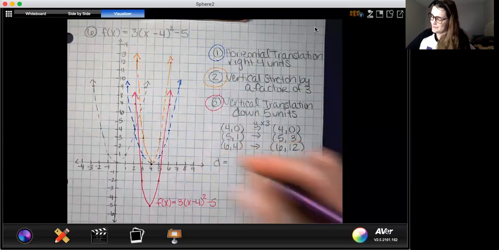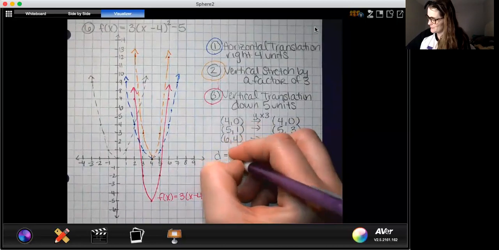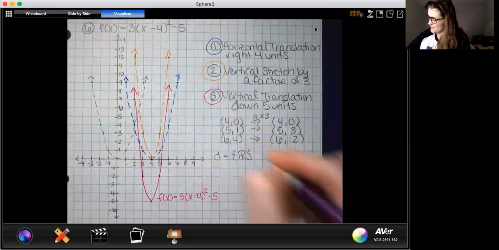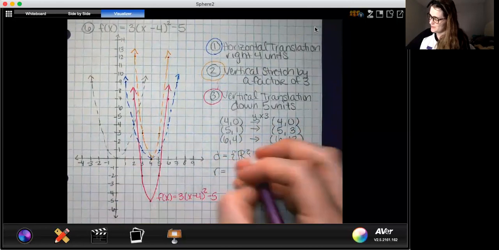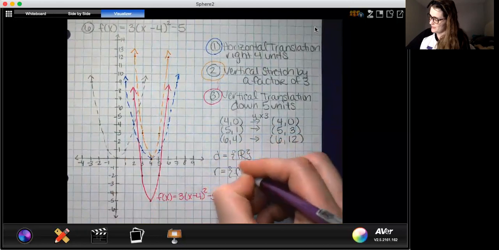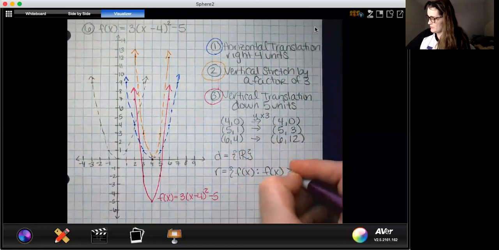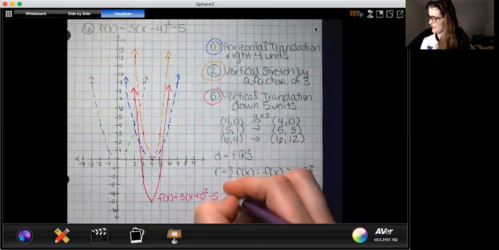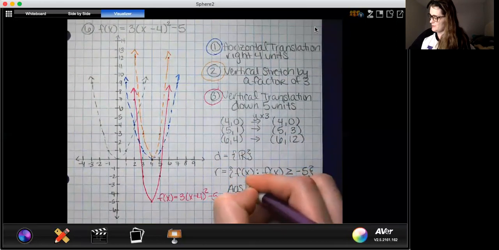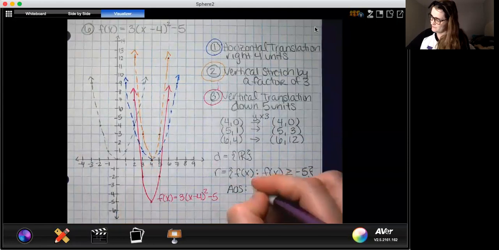So domain, any restriction on domain still? No, so we have all real numbers. And range, well, it's starting at -5 and going up. So that means f(x) such that f(x) is greater than or equal to -5. My axis of symmetry has obviously changed. It is now going through x = 4.